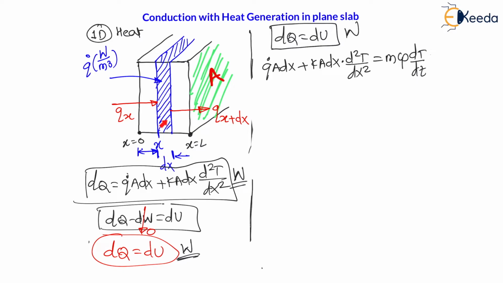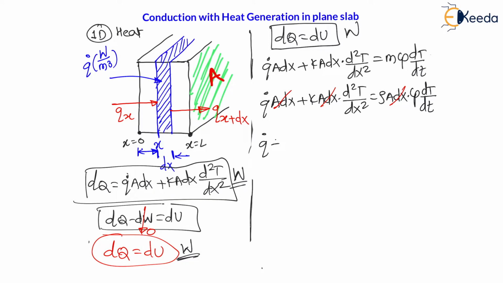And just now at the start of the lecture we have seen the formula of mass. Mass is nothing but density into volume, which is nothing but rho A dx. So let us put it here: q dot A dx plus k A dx d2T divided by dx square is equal to rho A dx, that is density into volume, into cp dT/dt. Now my dear students, from both sides A dx will get cancelled. Therefore the equation will become q dot plus k into d2T divided by dx square is equal to rho cp dT/dt.